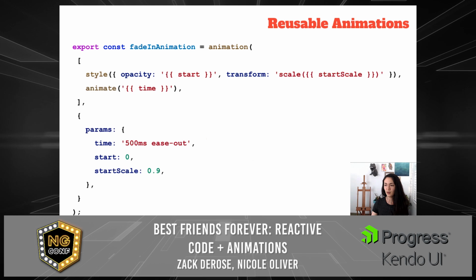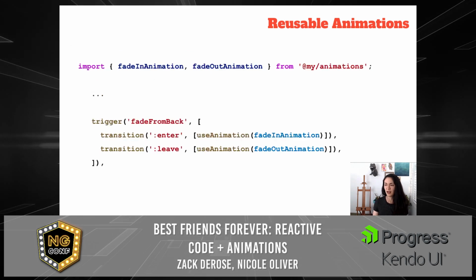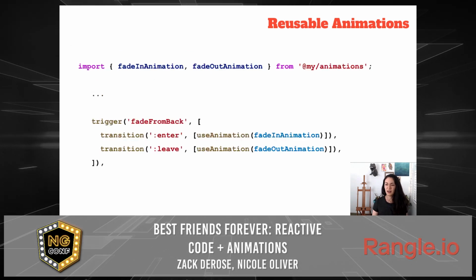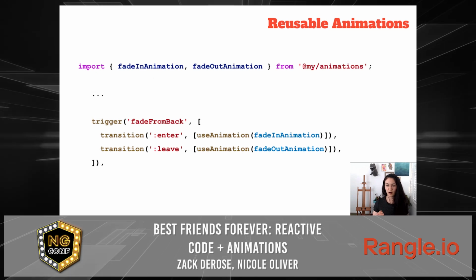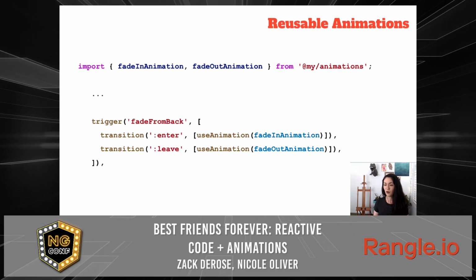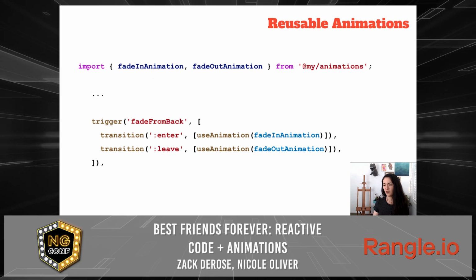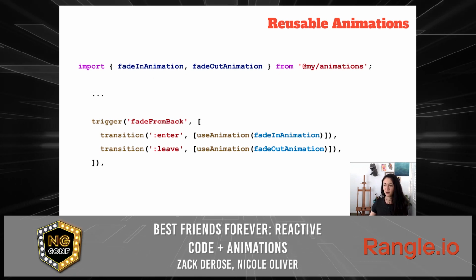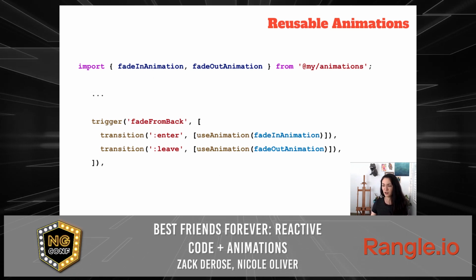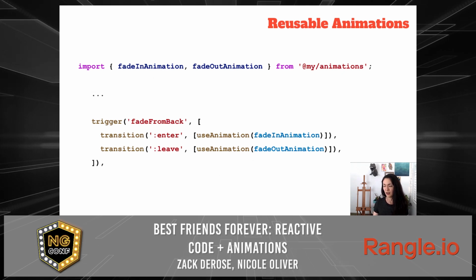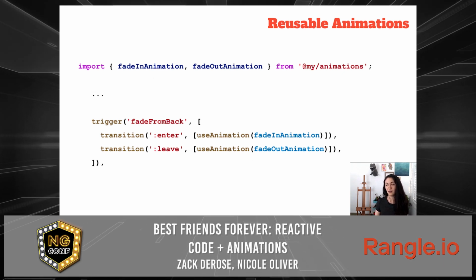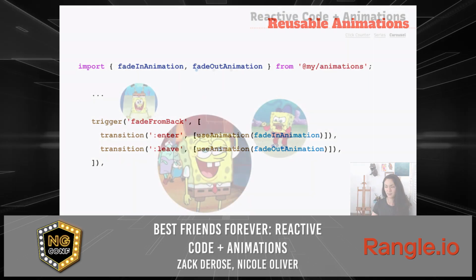So we import our animations into our component. And then in our animation metadata, we can use the same trigger function and then use the useAnimation function here to just pass in the animation that we've defined. And you can see that the code here is a lot more terse.